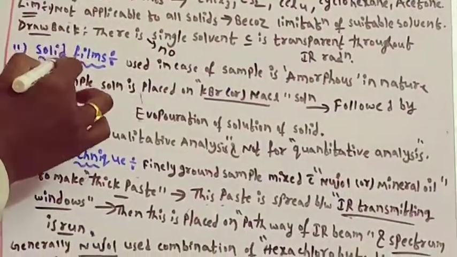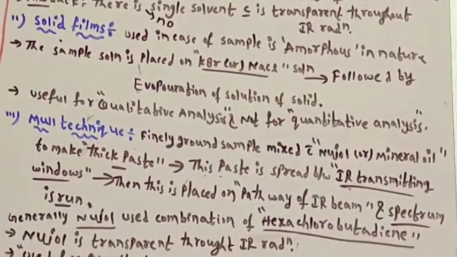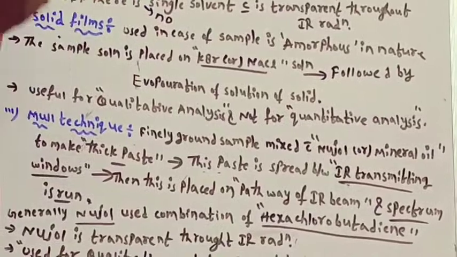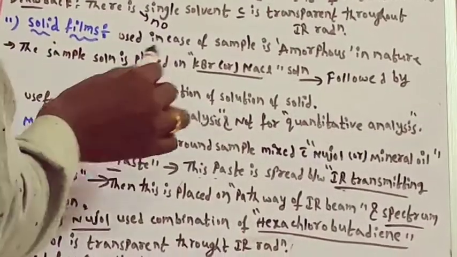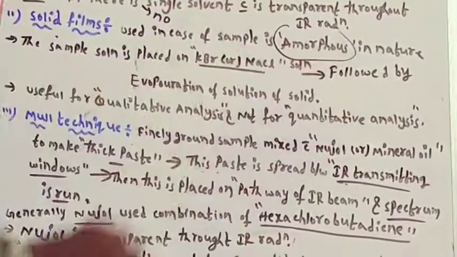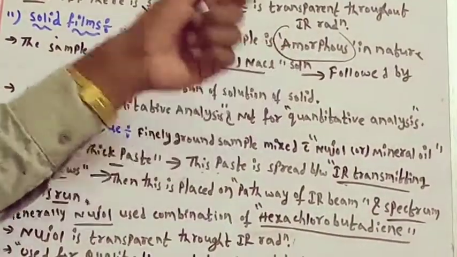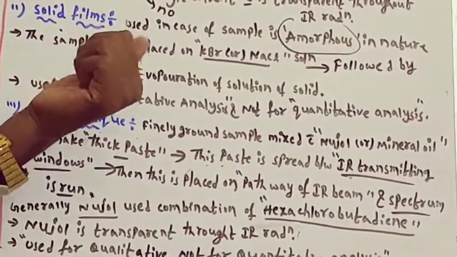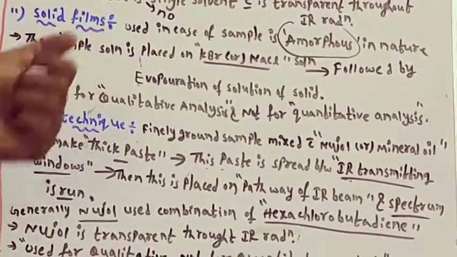Then the second method is solid film. In this film form, solids are analyzed in the form of a film. It is used in the case where the sample is amorphous. If the solid is amorphous in nature, we have to follow this method.